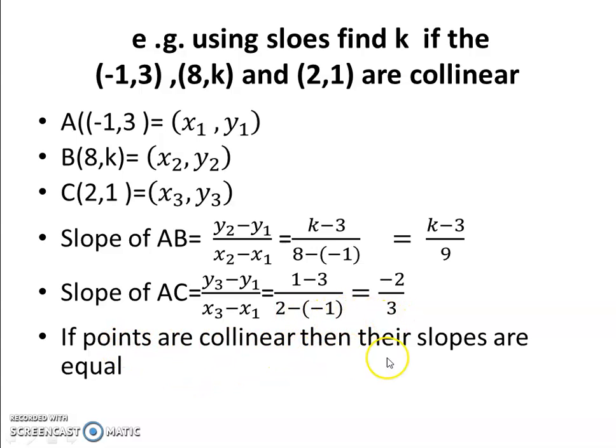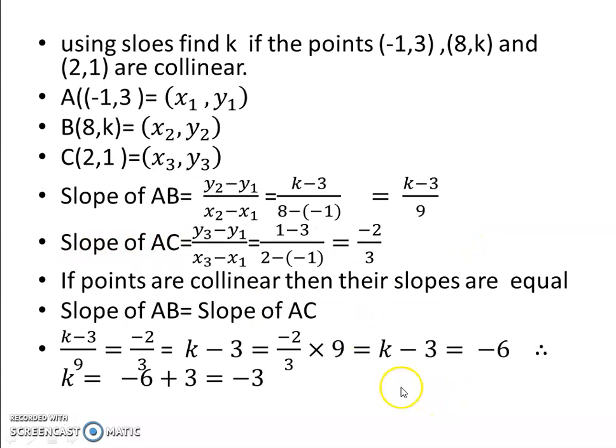If points are collinear, their slopes are equal. So we take the slope of AB equal to the slope of AC. I rewrite this again: k minus 3 upon 9 is equal to minus 2 upon 3. Cross multiplication: k minus 3 is equal to minus 2 upon 3 times 9. k minus 3 equals minus 6. k is equal to minus 6 plus 3, which is minus 3. So k is equal to minus 3.